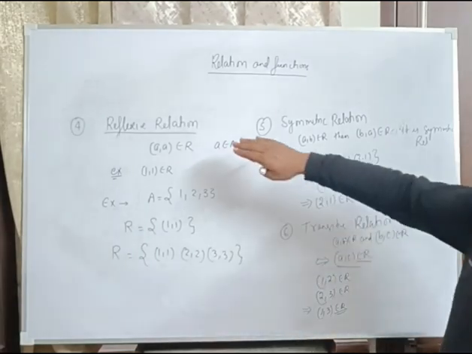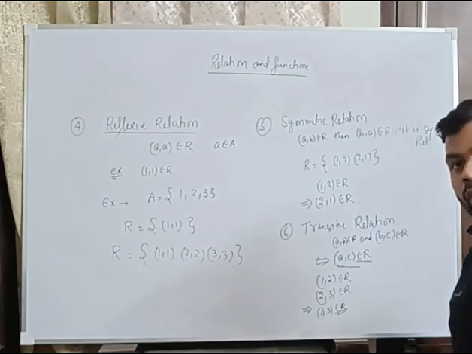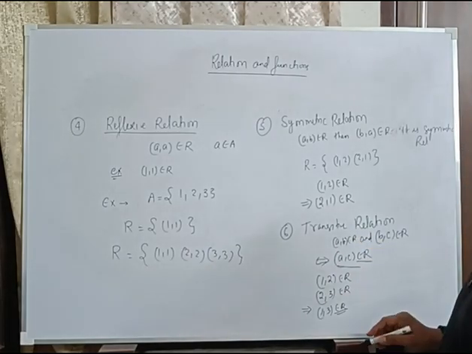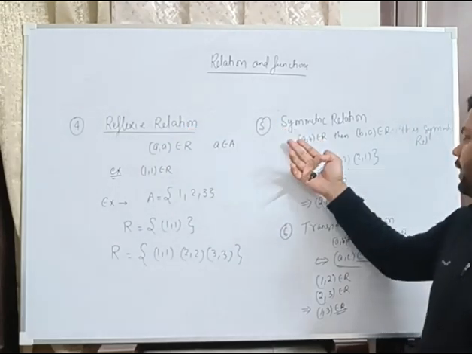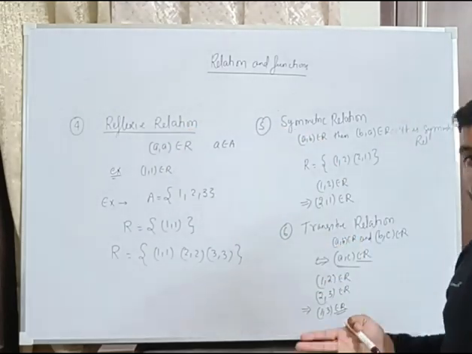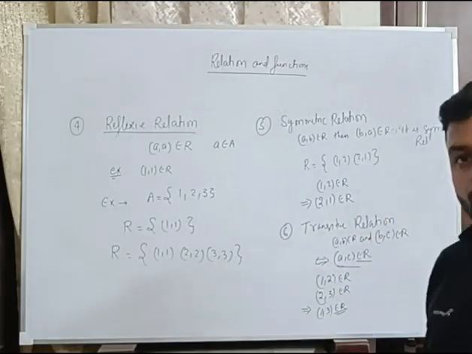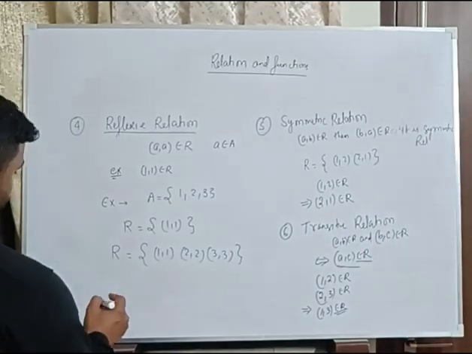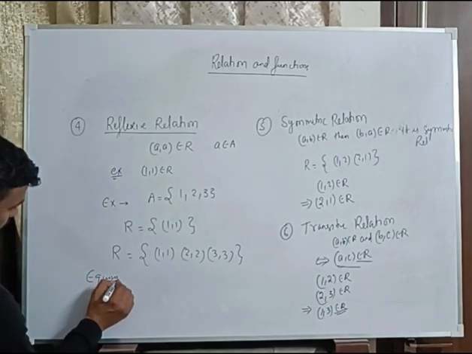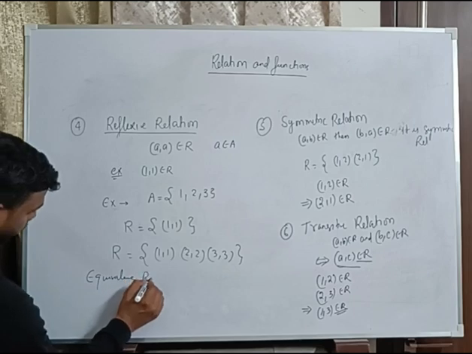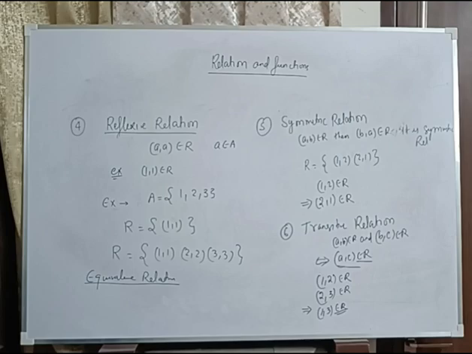So these three relations, reflexive, symmetric, and transitive, are very important for the class 12th exam. If a relation is all three, reflexive, symmetric, and transitive, then we call it an equivalence relation. What do we call it? Equivalence relation. Okay. Thank you.